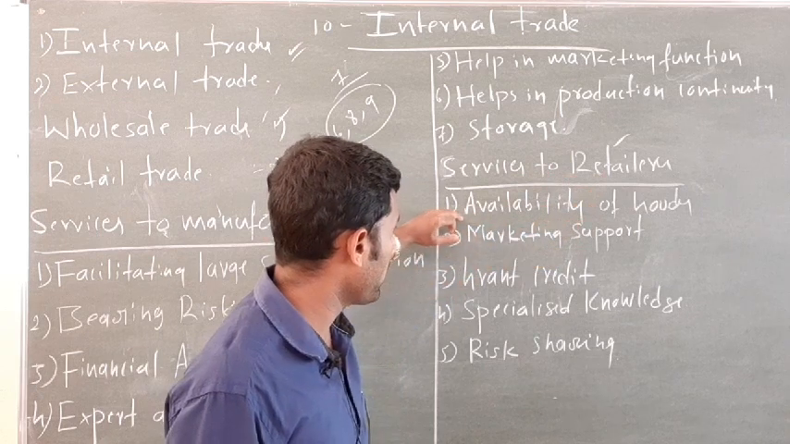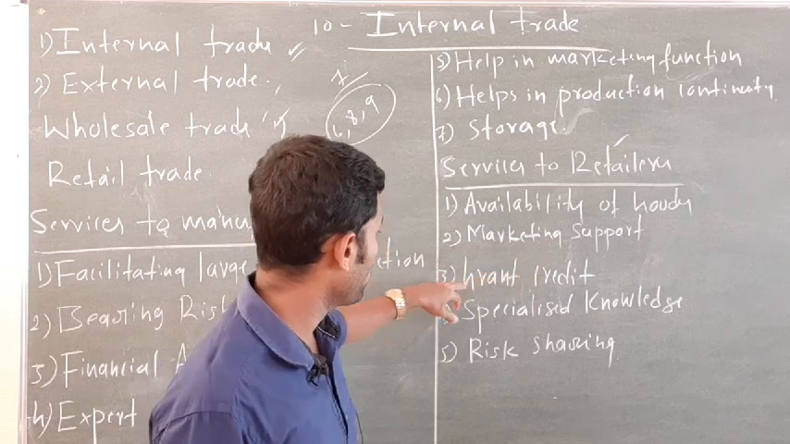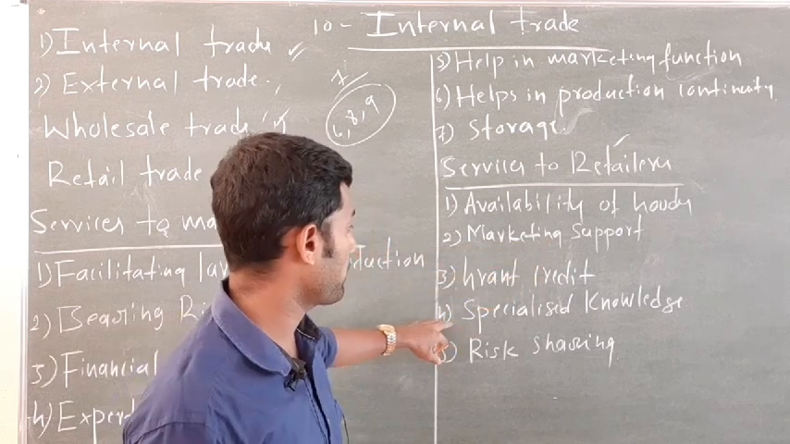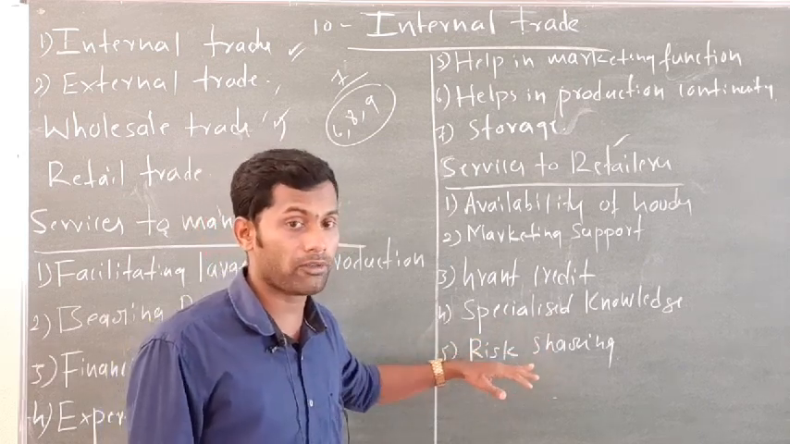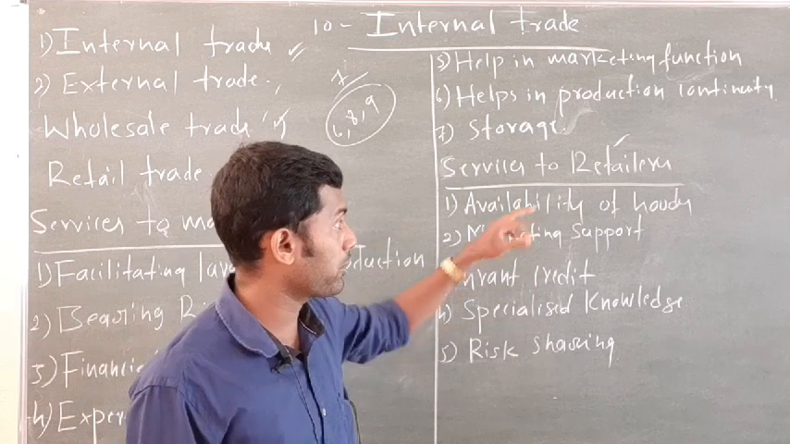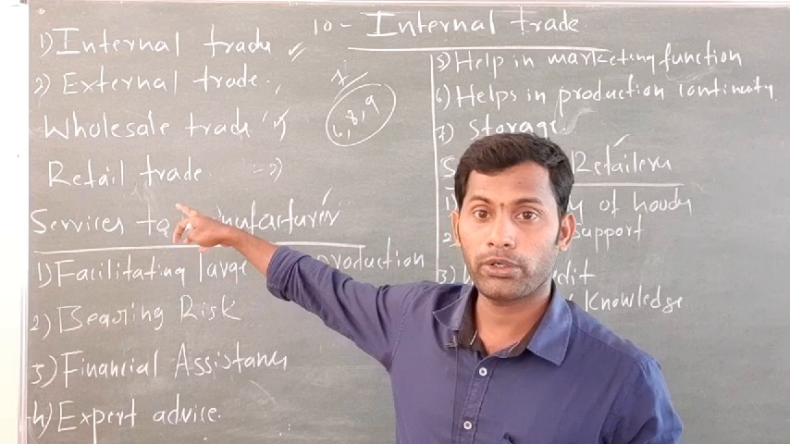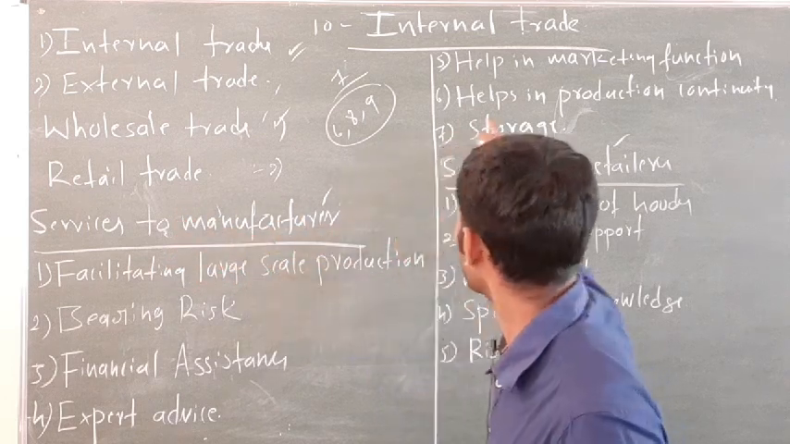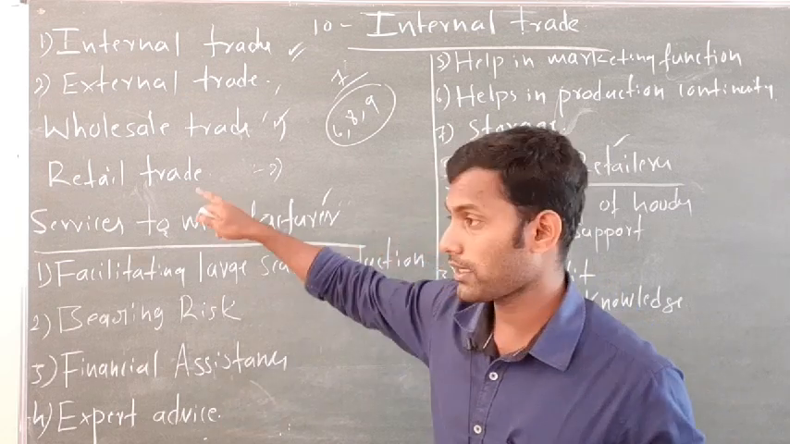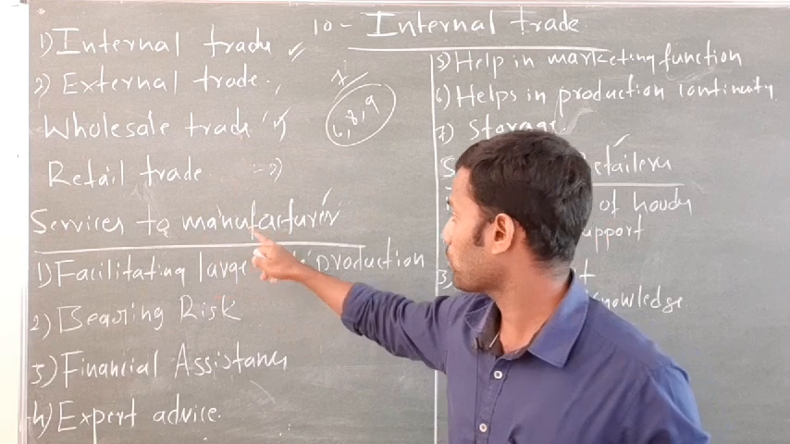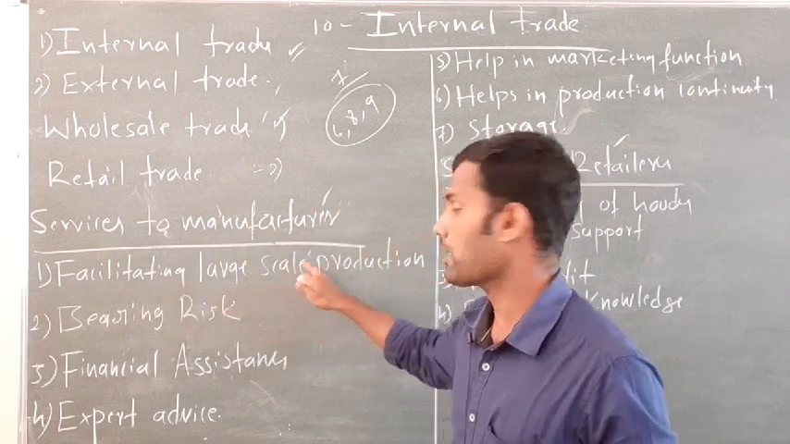First one, availability of goods, then marketing support, grant credit, specialized knowledge and risk sharing. Here we have the 5 services of the wholesaler to the retailers. The services of the wholesaler to the manufacturers, we have the 7 services. Now come to the first one, the services of the wholesaler to the manufacturer. First one, facilitating large scale production.